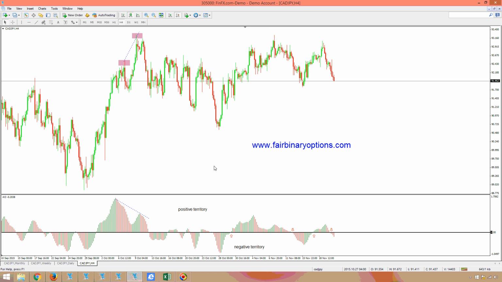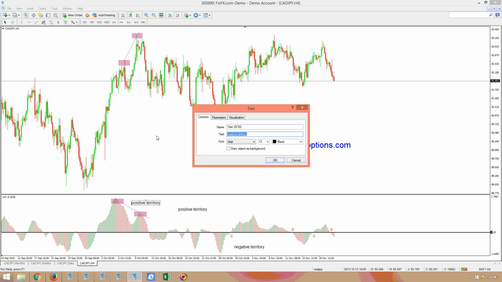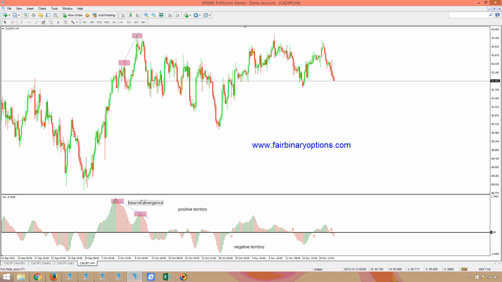If it's not confirming the second high, take a look here. We're having 2 consecutive highs, but on the oscillator you have a high, and then we have a lower high. So what to do? Well, this one is being called the bearish divergence. So what do you do in a bearish divergence? Well, in a bearish divergence, we are always interested to trade put options.